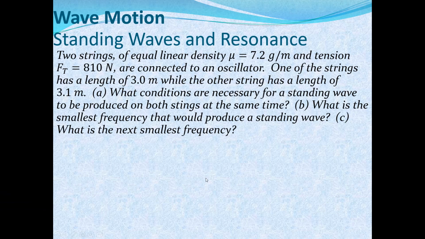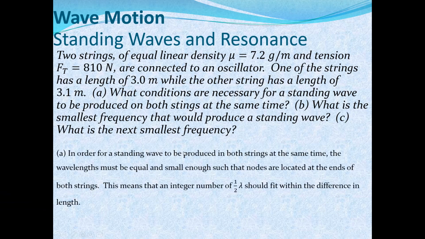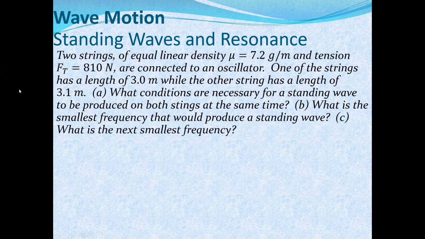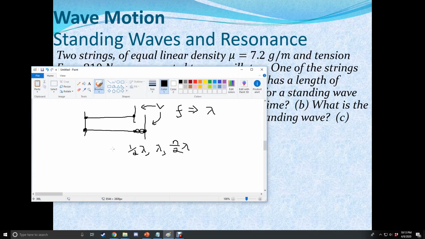So that's the condition that needs to be met: some integer number of half waves. This is going to make our lives much easier to find parts B and C. So for part B, it now wants to know what frequency will actually produce this standing wave. Like, what is the smallest frequency? So the way I'm going to do it is I'm going back to that condition that the difference in the lengths between these two strings has to fit half a wave.